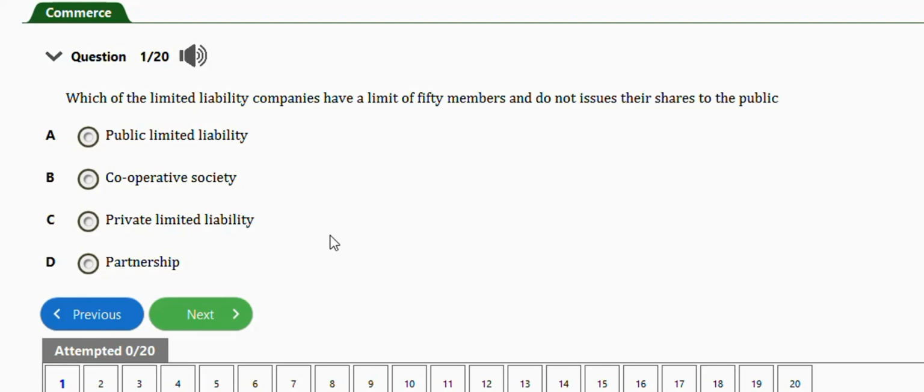The first question I have here says, which of the limited liability companies have a limit of 50 members and do not issue their shares to the public? Public limited liability, cooperative society, private limited liability, partnerships. The right answer is option C, private limited liability. Very important, guys. Okay, so that's for this question.